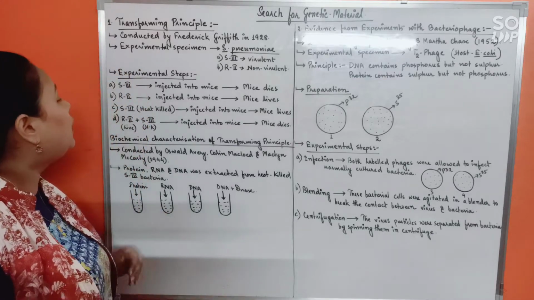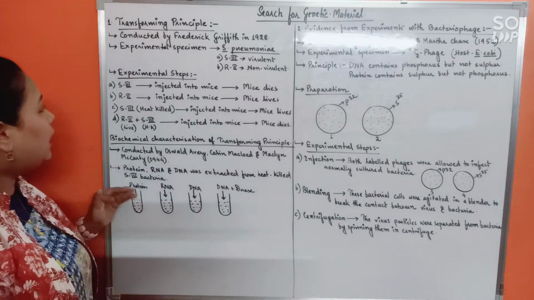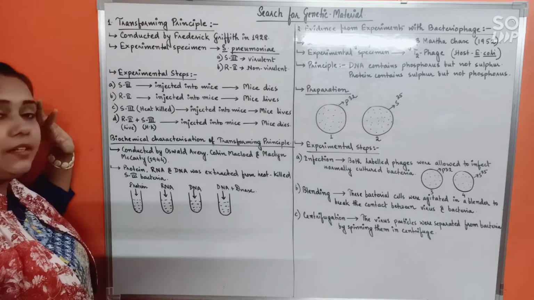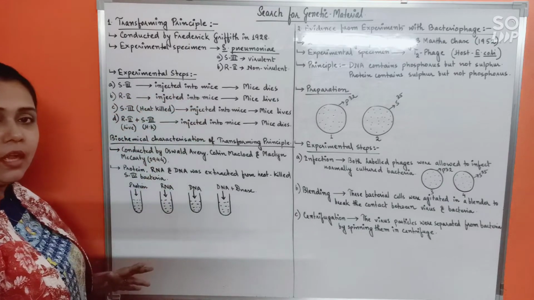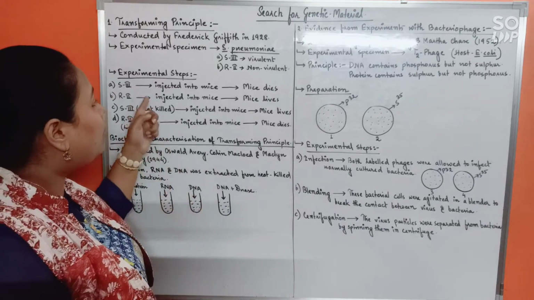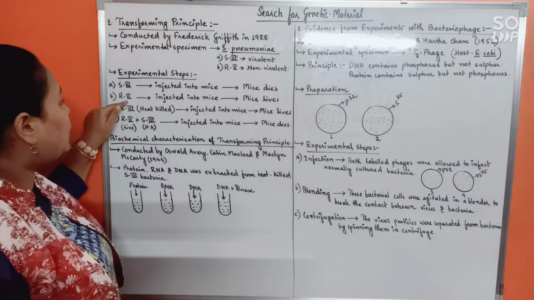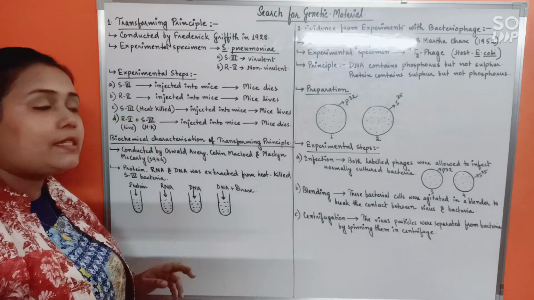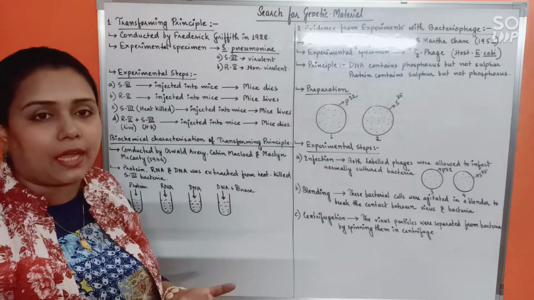Now, the experiment consists of 4 steps. It's a very simple experiment. The first step is that live S3 bacteria, the virulent strain, is injected into a mice. Of course, because the bacteria used here, S3, is virulent, disease causing, the mice would die, isn't it? Next step is R2. Here live R2 bacteria, which is non-virulent, is injected into a mice. This time the mice would live because R2 cannot cause any disease and hence the mice won't die.